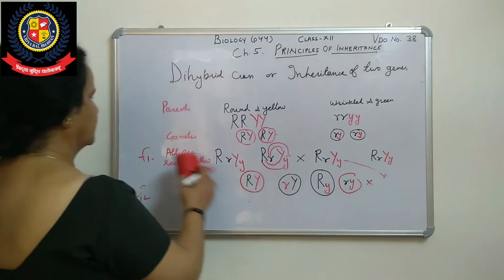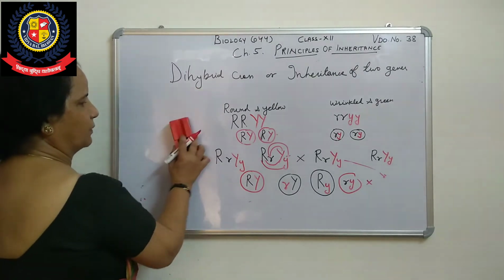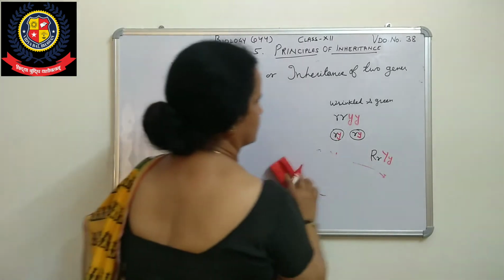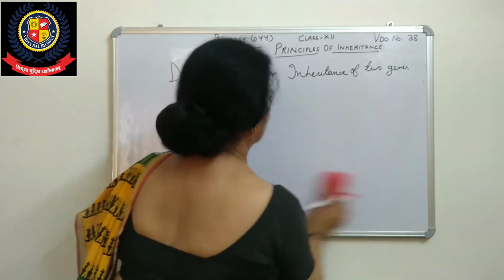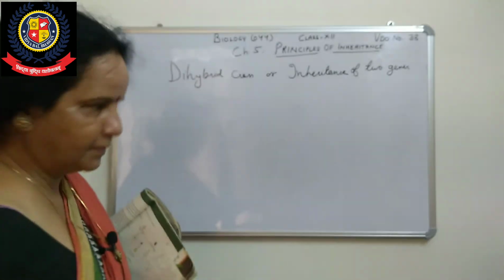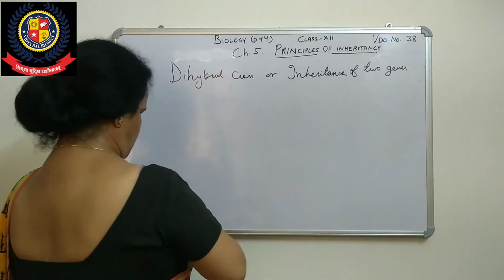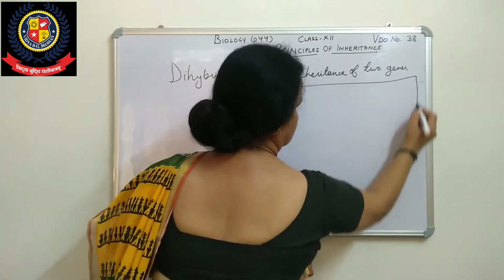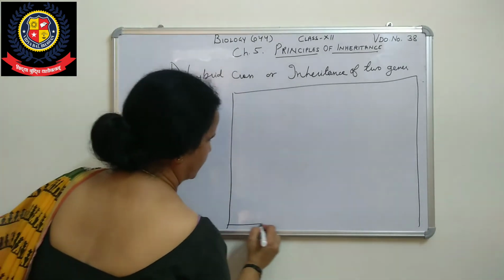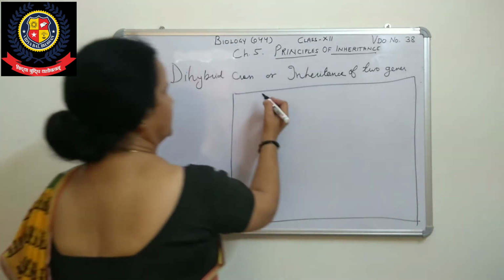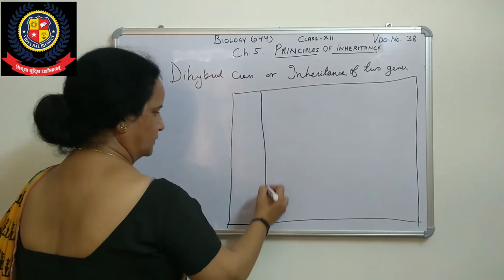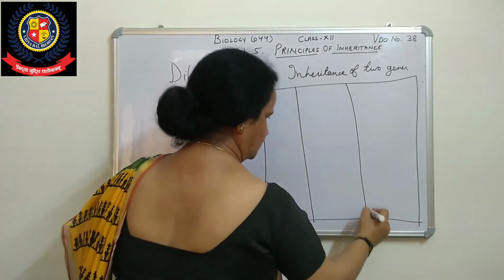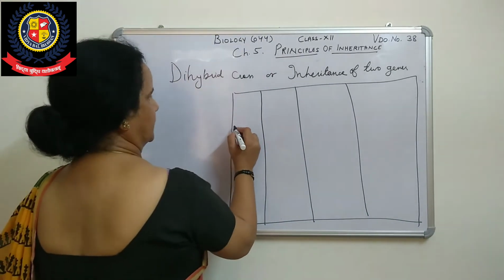We will put these in a Punnett square. In your book it is also given how that will be. You can make a square. Now there are four gametes on one side, 1, 2, 3, 4, and here also four.